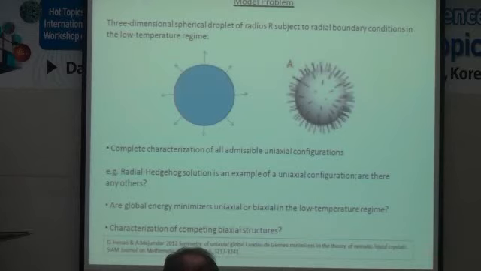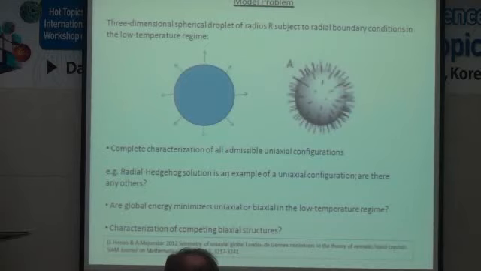Now, in this recent paper, we have addressed two separate but closely related questions. The first question we asked ourselves was: yes, the radial hedgehog solution is a uniaxial solution for this problem. You can actually analytically prove it. But the question is, are there any others? Are there any other uniaxial solutions that perhaps we simply have not found? Can we give a complete mathematical characterization of all uniaxial solutions for this model problem?